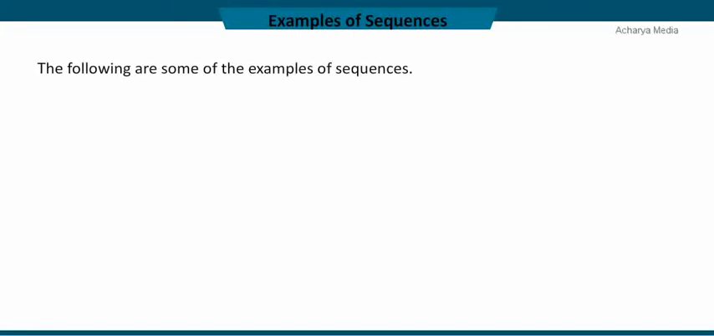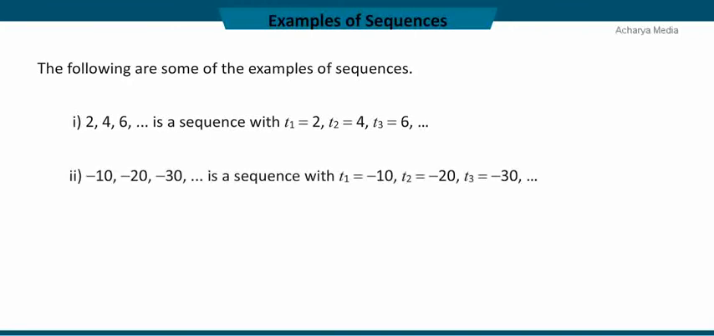The following are some examples of sequences. 2, 4, 6, and so on is a sequence with T1 equal to 2, T2 equal to 4, T3 equal to 6, and so on. -10, -20, -30, and so on is a sequence with T1 equal to -10, T2 equal to -20, T3 equal to -30, and so on. 0, 1, 0, 1, and so on is a sequence with T1 equal to 0, T2 equal to 1, T3 equal to 0, and so on.